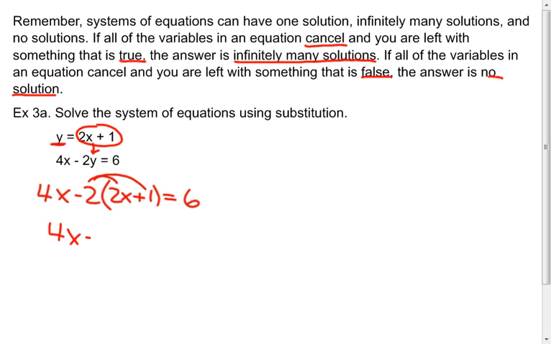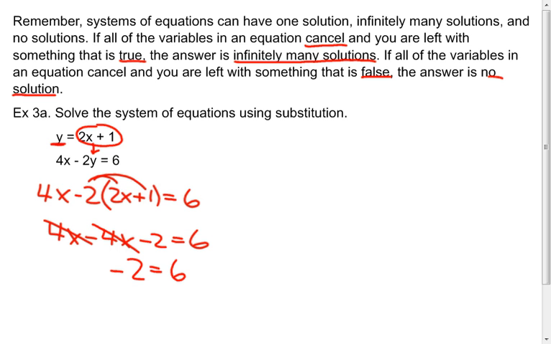Negative 2 times 2 is negative 4. Negative 2 times 1 is negative 2. Okay? Now I have like terms. 4 minus 4 gives me 0x. Those cancel. Those are opposites. A positive 4x and a minus 4x. All my variables cancel. All I have left is negative 2 equals 6.